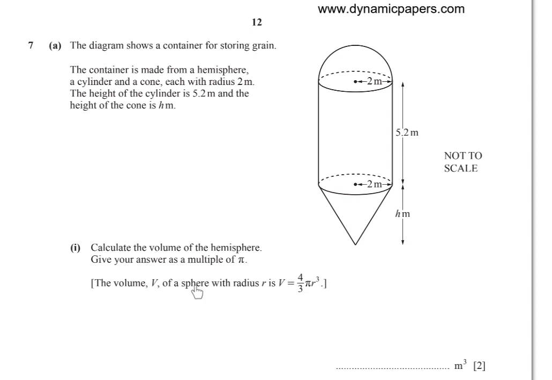The volume of the sphere is 4 over 3 pi r to the power 3. So the volume of the hemisphere is half times 4 over 3, which is 2 over 3. So the volume of the hemisphere is 2 over 3 pi r to the power 3. R equals 2, so 2 to the power 3; multiply 2 over 3 by 2 to the power 3, because I need the answer in terms of pi. So we have 16 over 3 pi.